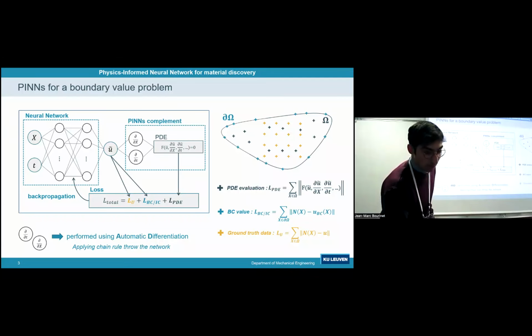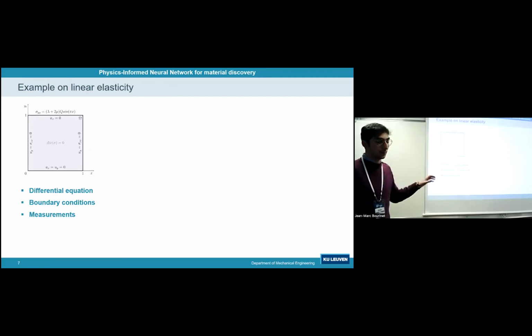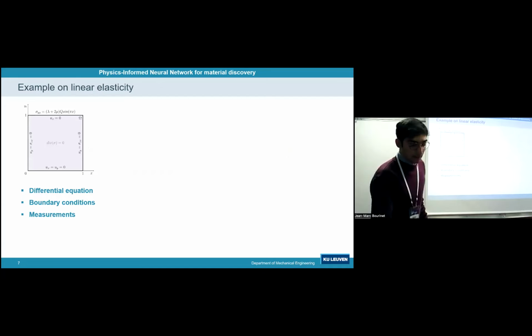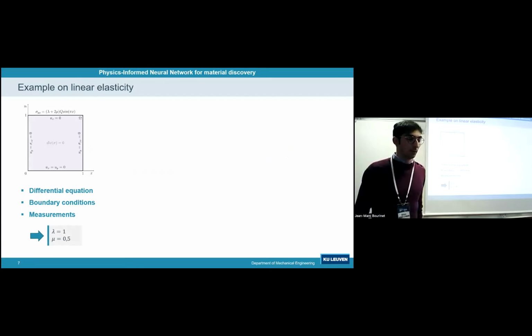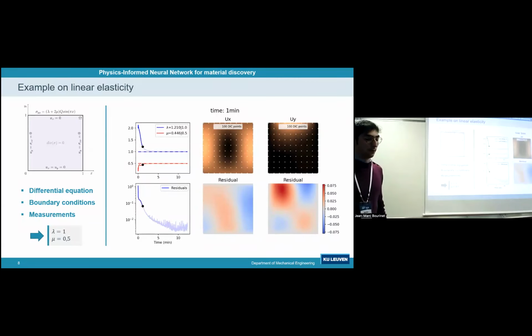And how can it look for material discovery? So this is a simple showcase example on linear elasticity. You have this boundary value problem with governing equation, boundary condition. You add some measurements inside, and you want to find the material properties. And you can do this pretty efficiently with this kind of framework.